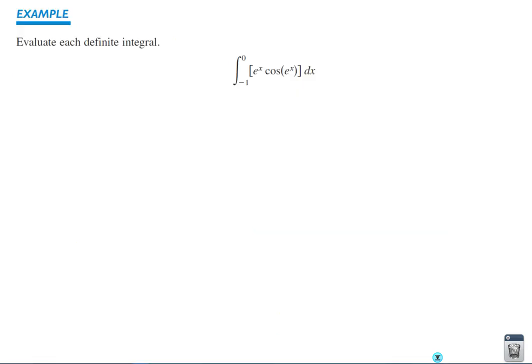Evaluate each definite integral. I'm going to give you some definite integrals coming up here, because we're using e now instead of natural log, so we're going to throw in some trig and some exponential functions and just make sure that we're all still on the same page.